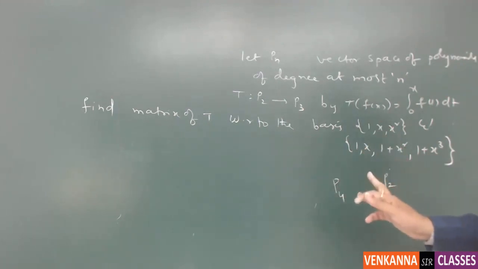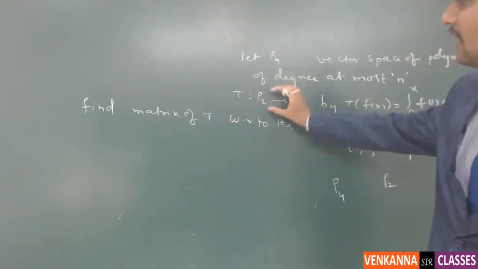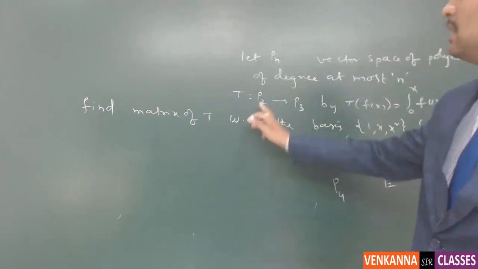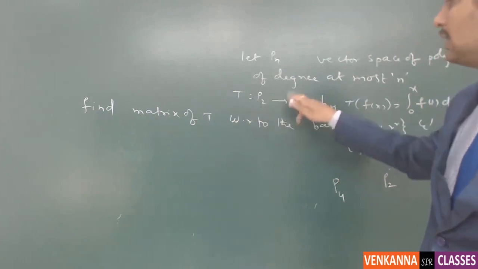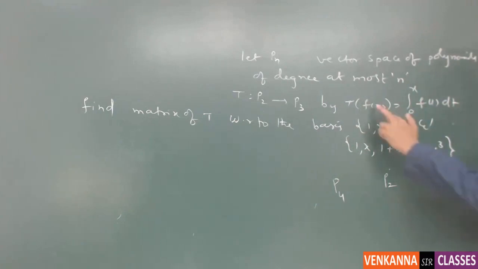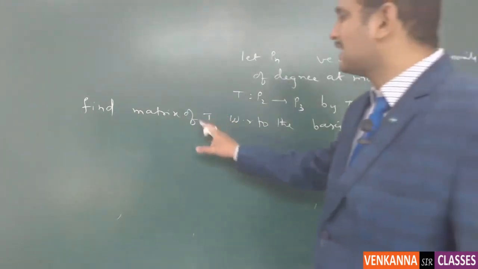Now I am defining the transformation T from the vector space P2 to P3. That means second degree polynomial space to third degree polynomial space. How am I defining it? Whenever I take a polynomial f of x in the domain, T of f of x is equal to the integral from 0 to x of f of t dt. In this way, I am defining the transformation. If that is the case, then what could be the matrix of T?